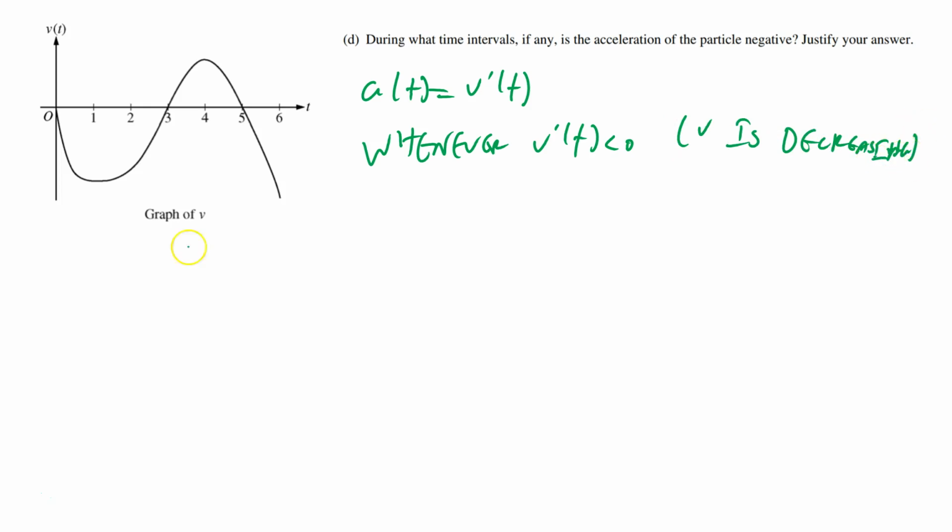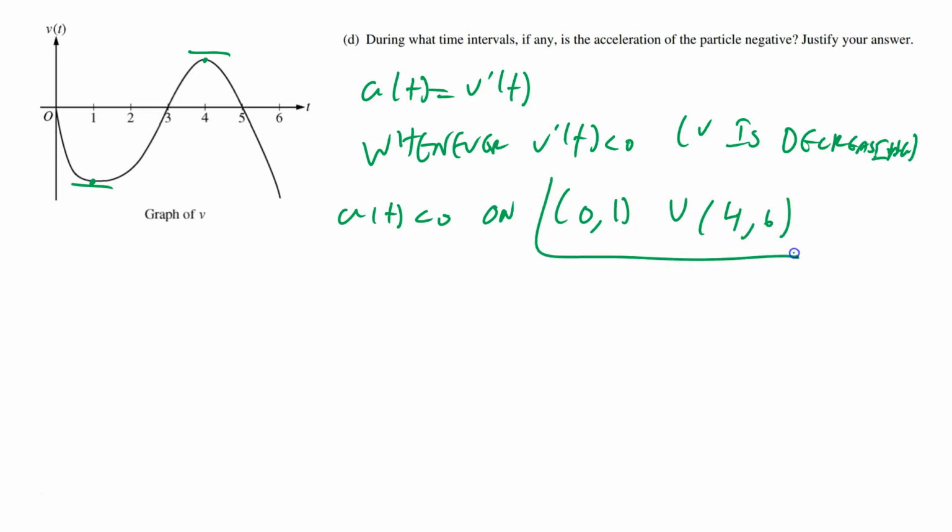Okay, so when is v decreasing? Well, they tell us that there are horizontal tangents at 1 and at 4. So it looks like that is happening. So a of t is less than 0 on (0, 1) and on (4, 6). So (0, 1) union (4, 6). That's what we're looking for.